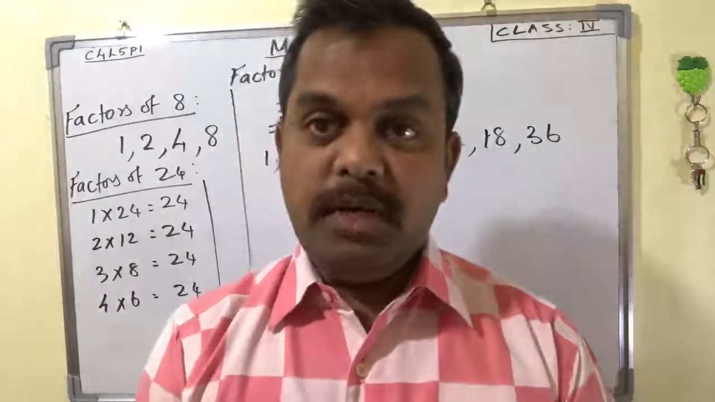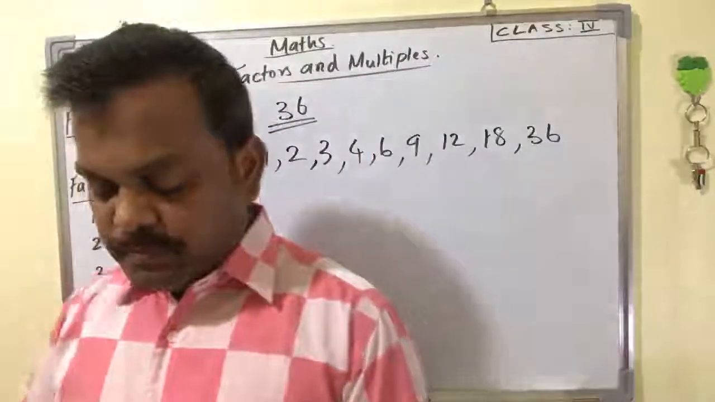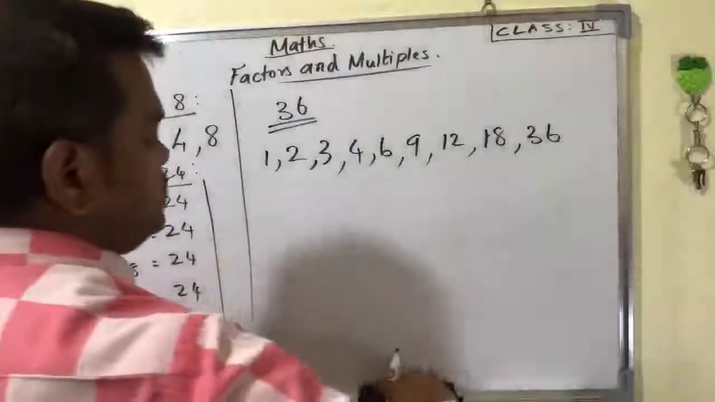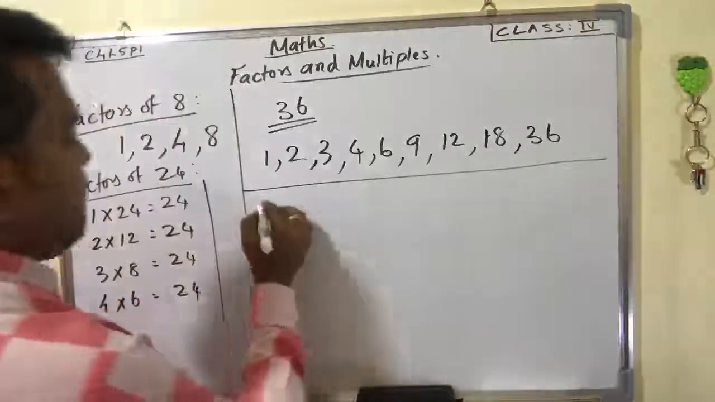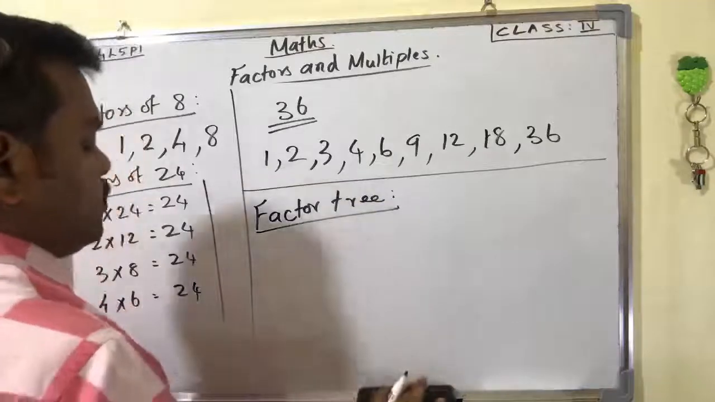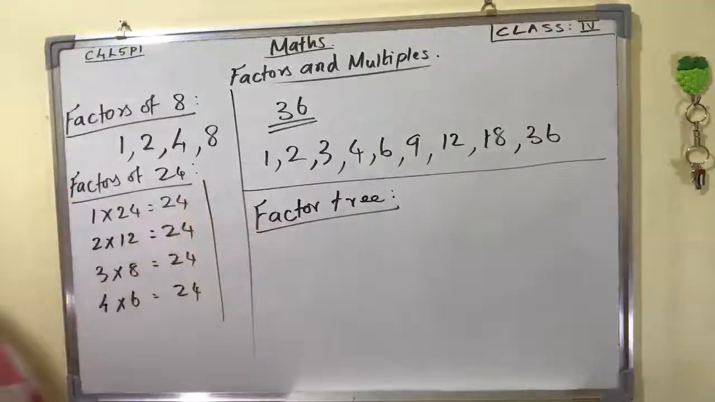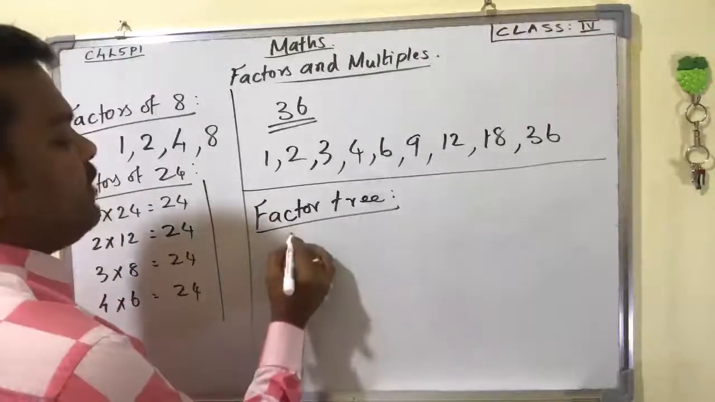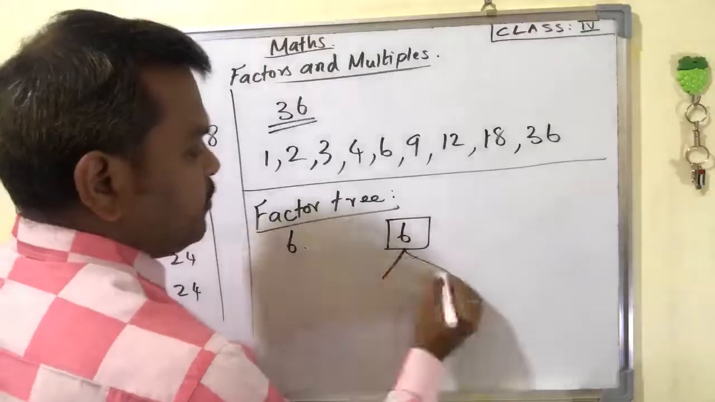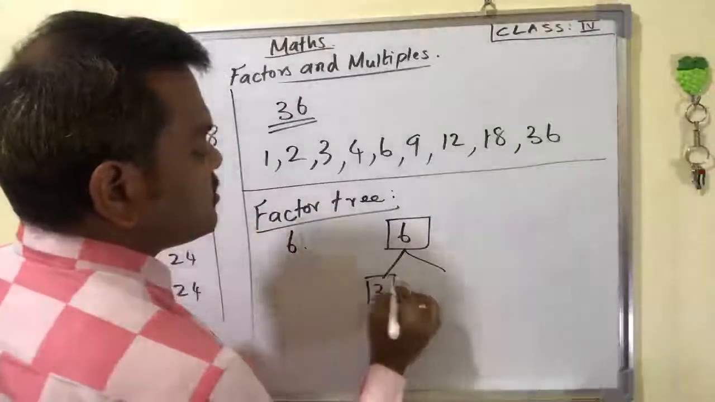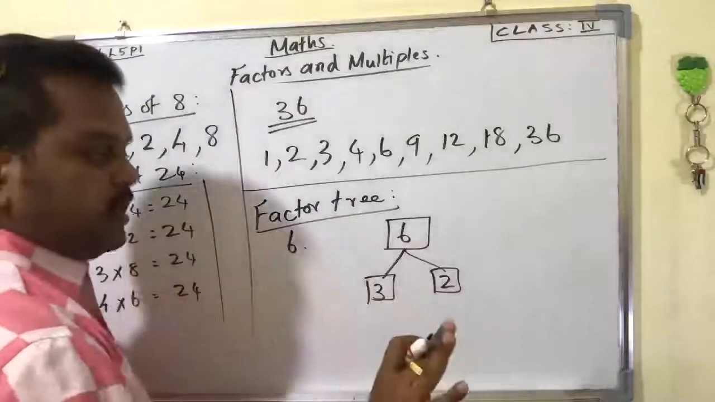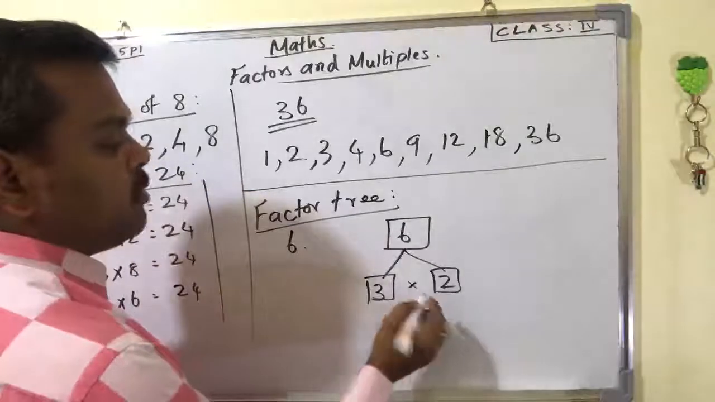This is factors and multiples. Next is factor tree. How to make this factor tree? Find the factor tree of 6. Write 6 like this. You know, 3 2s are 6. 3 is a prime number, 2 also a prime number, then stop factorization. 3 2s are 6. Here you have to put one symbol.